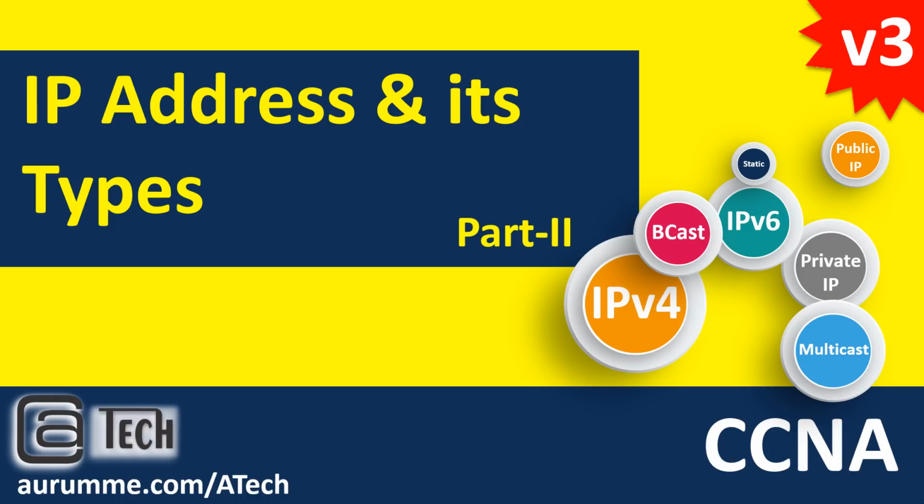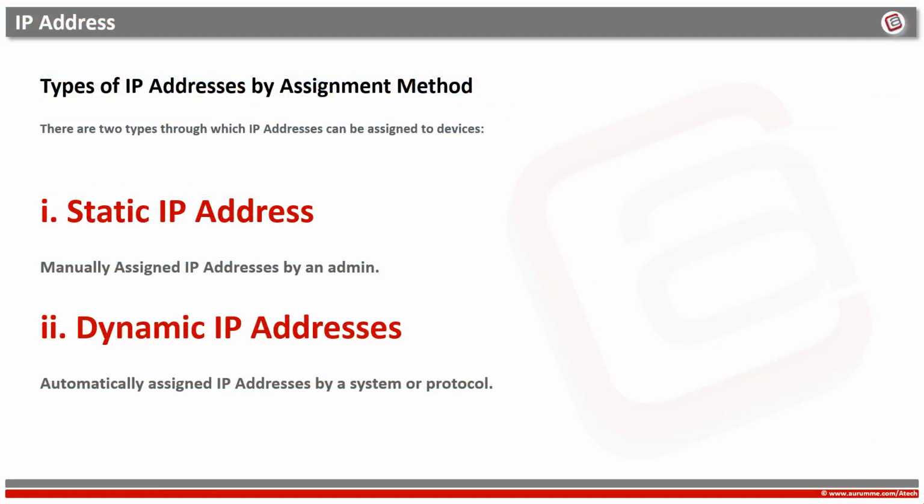Let's continue the IP address classification and the types under each classification in this second part of the video. The next method or classification is by assignment method. There are two types through which IP addresses can be assigned to devices: static and dynamic. Static, as the name specifies, is a manually assigned IP address by an administrator or a human. Dynamic IP addresses are automatically assigned by a system or a protocol. This is done automatically.